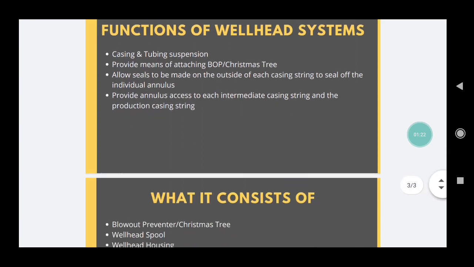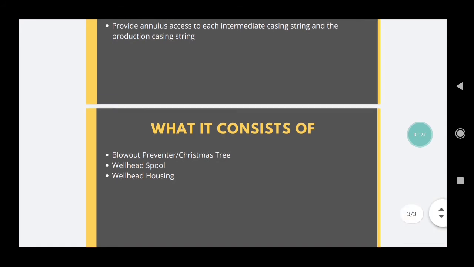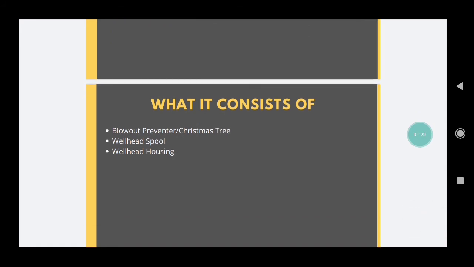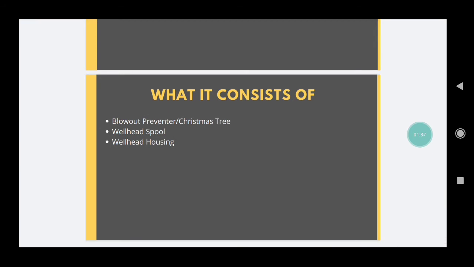Now, a basic wellhead system consists of a BOP, a Christmas tree as discussed, a wellhead spool, and a wellhead housing. I have created a small animation in which I'm going to show how these three work with each other. Okay, so let's see the animation right away.